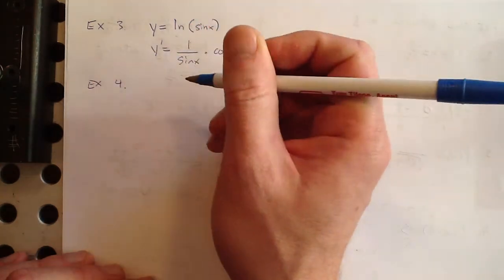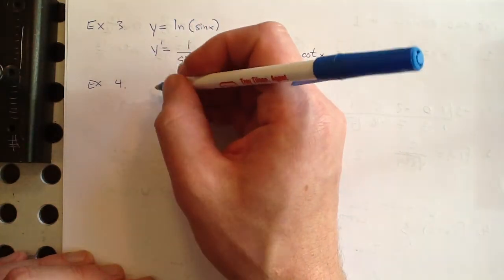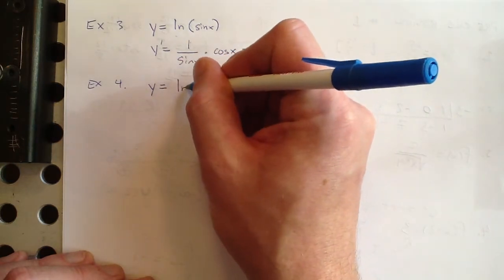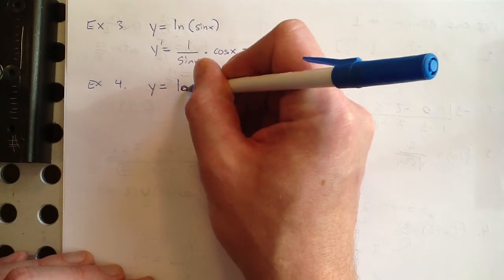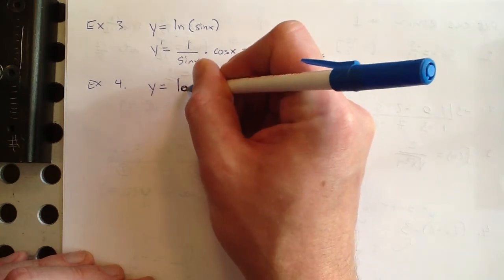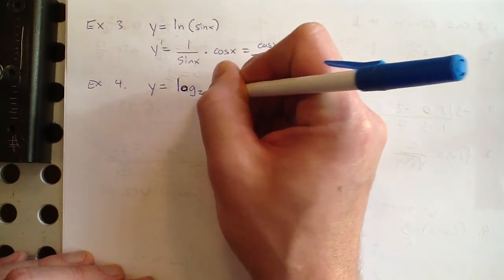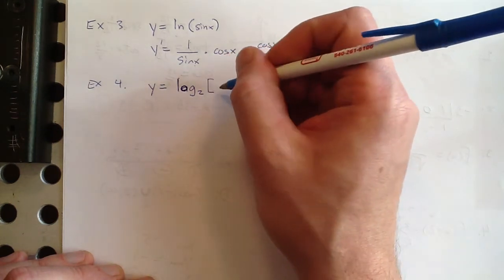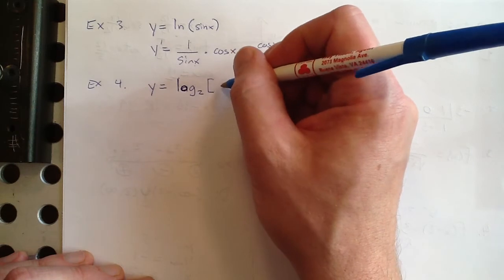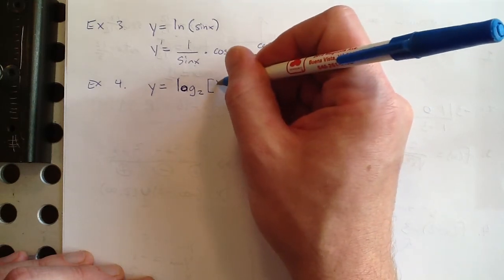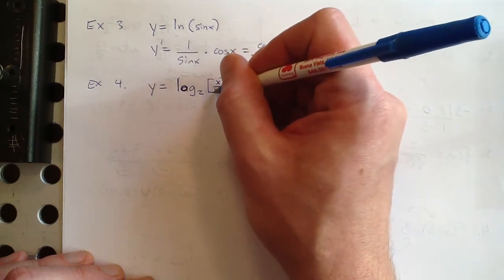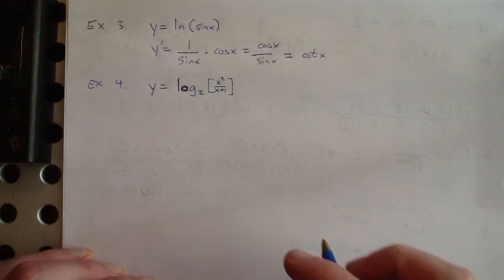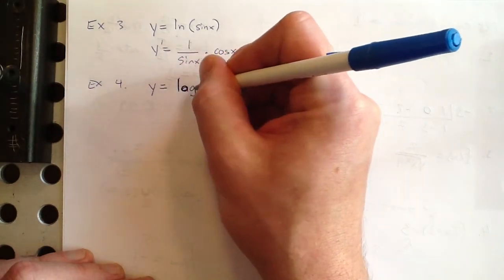Let's see. Example 4. I'll just do one more example like this. Well, let's make it a little harder. Let's involve both of these things. So, what if you had log base 2 of, let's see, how about of x squared over x plus 1? Now we got a couple things to deal with here.